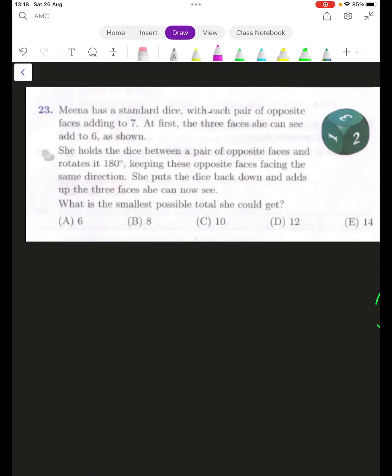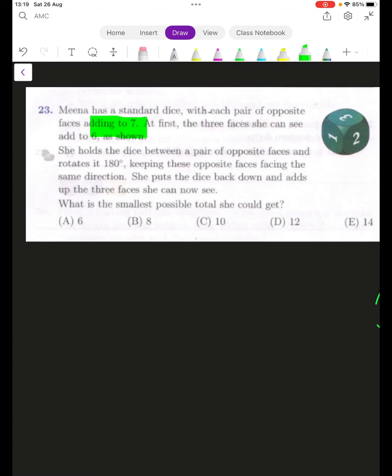Now, this was a question that I had to reread 3-4 times to understand what they mean. Let's read it together. Mina has a standard dice with each pair of opposite sides adding to a 7. So if I have a 2 here, I know for sure on the other side will be a 5. If I have a 1 here, I know the opposite side would be a 6 to add up to a 7. And there's a 3 here, so the bottom face should have a 4 to add up to a 7.